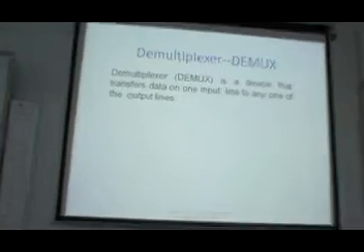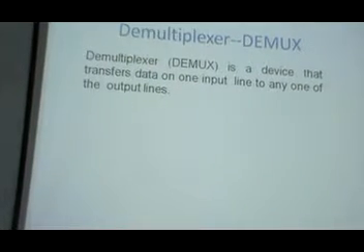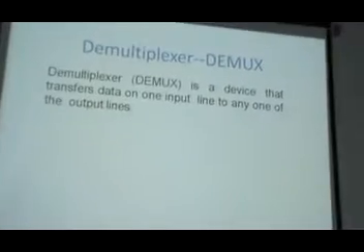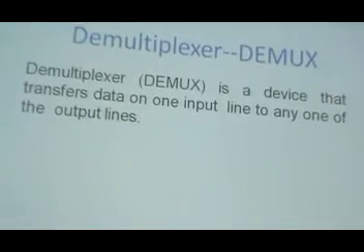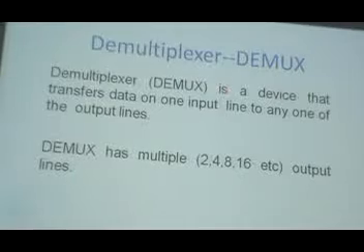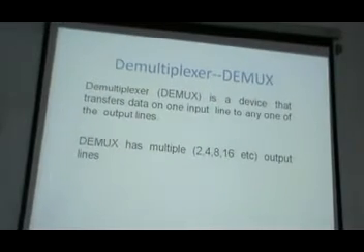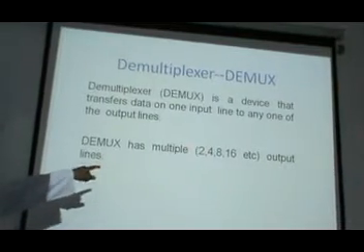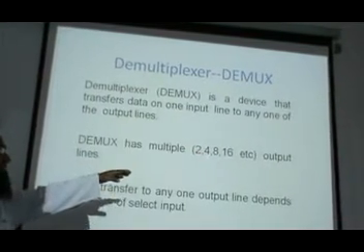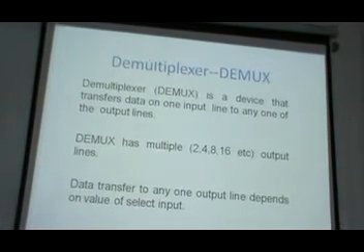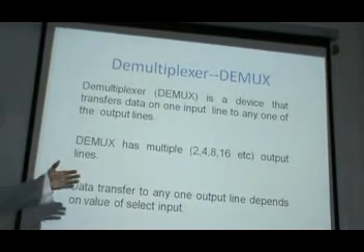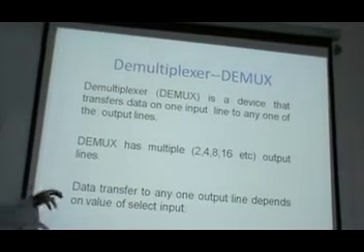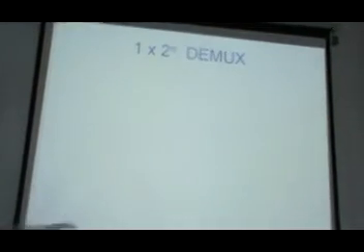The next important topic, or the correlated topic of multiplexer, is demultiplexer, which is an inverse or opposite of multiplexer. You can observe on this PPT that it is a device which transfers data of one input to many outputs. That means a demultiplexer has a single input and many outputs. These many outputs are again in numbers like 2, 4, 8, 16, for the reason I discussed a few minutes ago. The data transfer to any one output line totally depends on the value of the select line input.